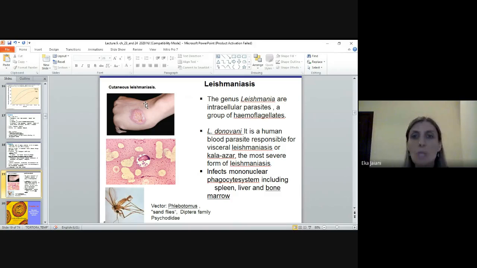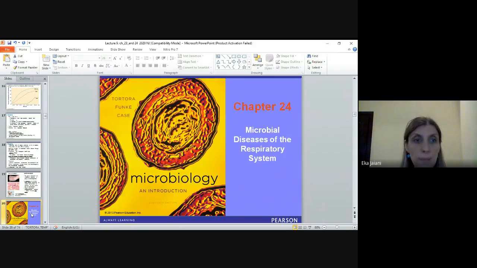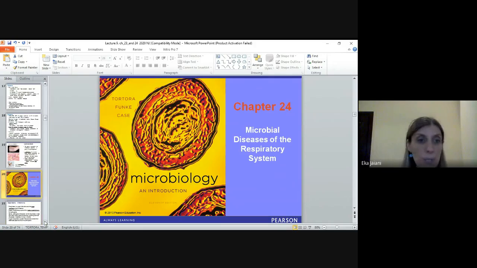And the most severe form is Kala-Azar, visceral leishmaniasis, that involves visceral organs, spleen, liver, and leads to hepatosplenomegaly. And it can be quite deadly if untreated. So this guy, Leishmania, infects mononuclear cells and phagocytes. That's why it is included under this section. So these were the pathogens related to the cardiovascular and lymphatic system, now respiratory system pathogens.